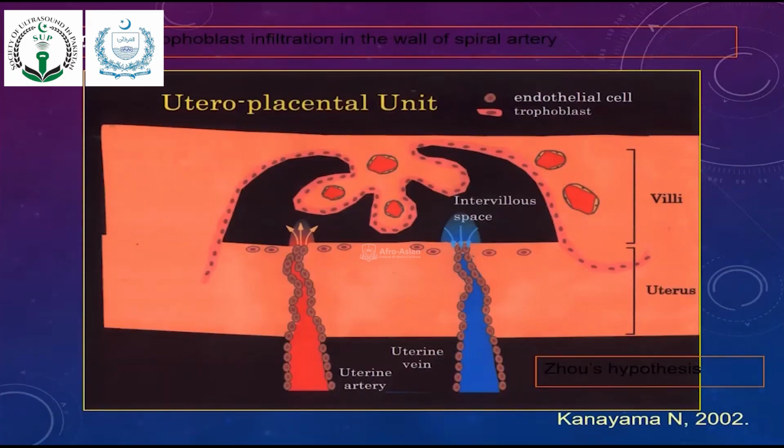This is a uteroplacental unit in which you can see the uterine vein and uterine artery. This is the area of uterus and villi. So there will be endothelial cell trophoblasts, and this is how the arteries and veins can be explained.